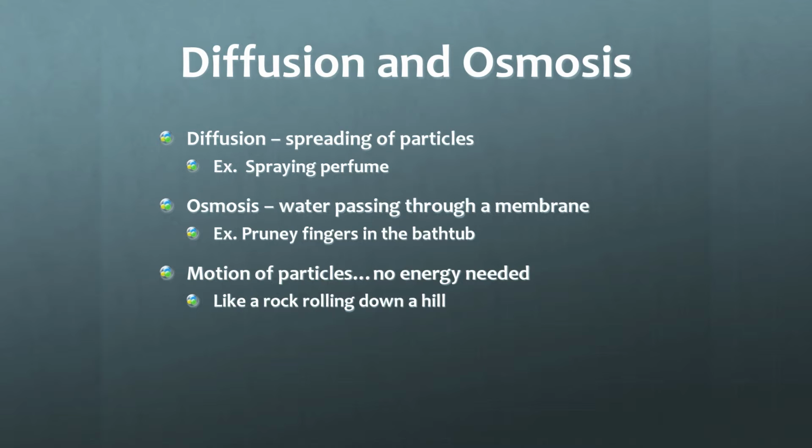So there are 2 keys or 2 characteristics that must be met to make it osmosis. It has to be water that's doing the moving, and it has to be going through a cell membrane. So motion of particles, there's no energy needed. It's kind of like a rock rolling down a hill. So diffusion and osmosis happen naturally without the cell having to input energy to make it happen.